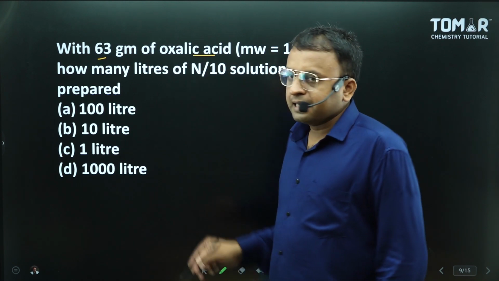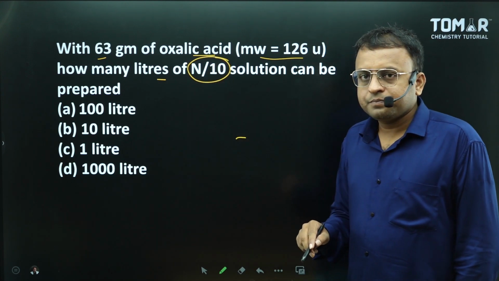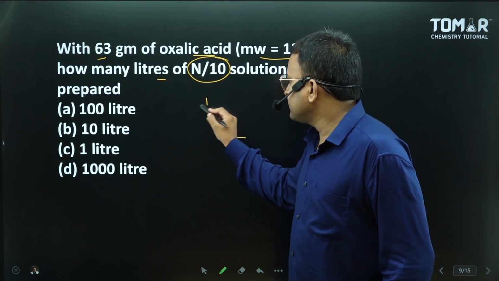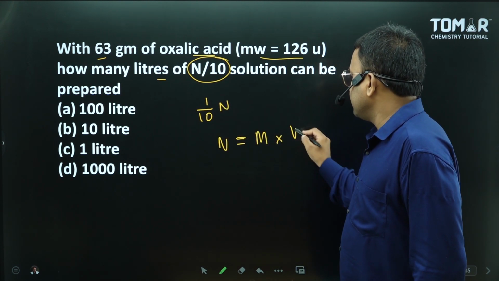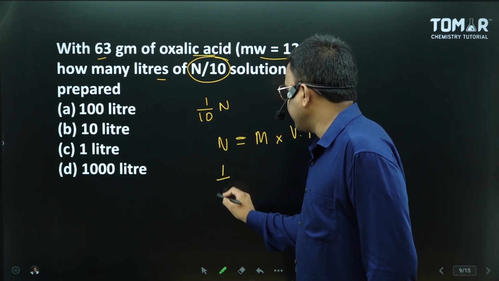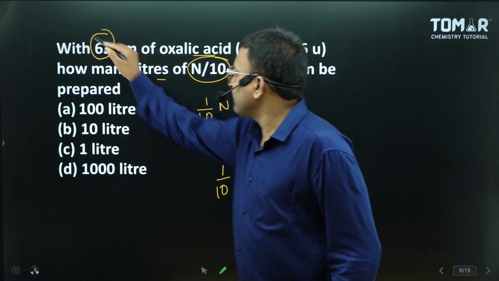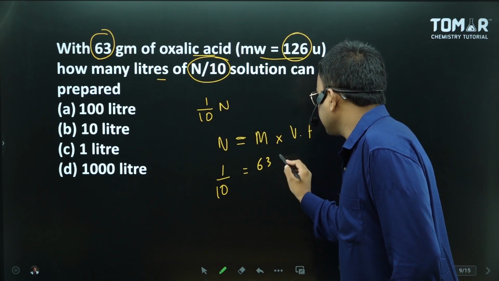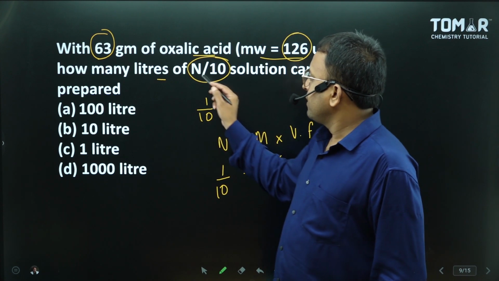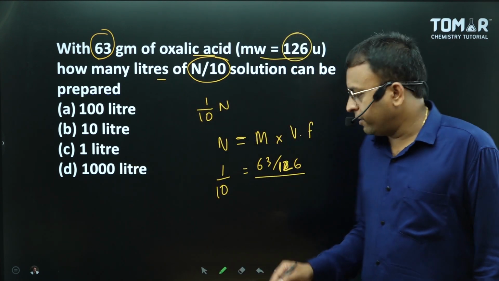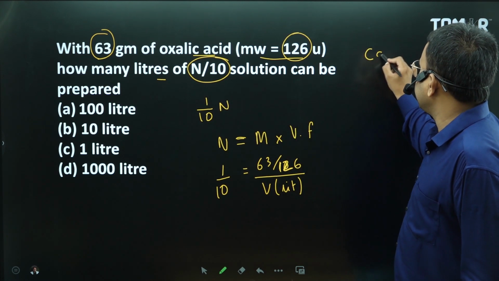With 63 gram of oxalic acid, we have given the molecular weight of oxalic acid. How many liter of N by 10 solution? Now what is N by 10? This means 1 by 10 normal. Normality is equal to molarity into valency factor. Normality is 1 by 10. Molarity is mole per liter. Mole is weight divided by molecular weight, 63 by 126. We have to find the volume, volume in liter. And the valency factor of oxalic acid.